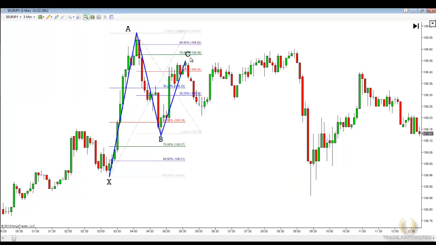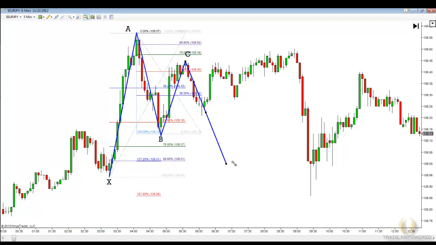Now, just like last time, for our decompletion, we can start to measure that out a few ways. We can take our A to B move, copy and paste that move, attach that to our C leg, and project an ABCD pattern, which is going to come down right here. We can look at our 786, which is going to be a little bit higher. And we can take our Fibonacci extension tool from our A leg down to our B leg, back up, and look for that 127.